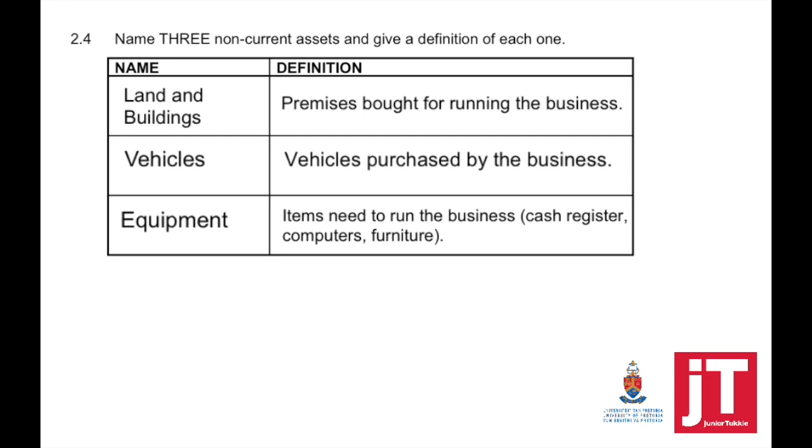Equipment. Items needed to run the business. We need a cash register. We need computers. We need furniture. All of these will be regarded as equipment. Your non-current assets will always consist out of these 3 items. So make sure that you study them.